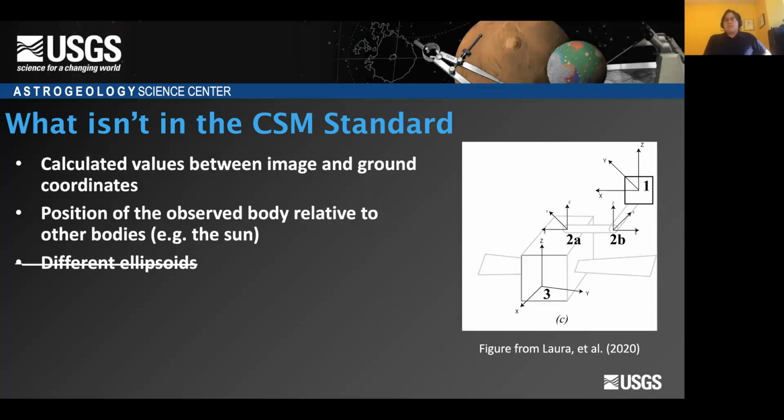Other stuff that's not in the CSM standard, as opposed to other sensor model standards such as the ISIS sensor model or the CAHVOR sensor model or the CAHVORE sensor model, is intermediate values. So on the right here, you can see we have a very basic set of coordinate frame transformations. We have a pixel image coordinate system in 1, and then some sort of focal plane or detector coordinate system in 2A and 2B, and then we have a spacecraft coordinate system in 3. None of that is available via the CSM standard. It is literally just image coordinate, body coordinate, and that's for a very specific reason.